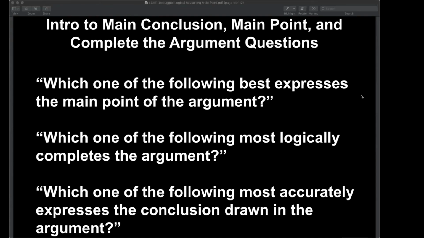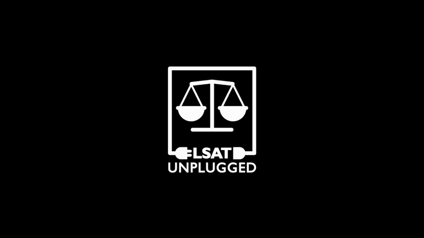So these are, again, some common question stems referring to these kinds of questions. And although complete the argument may be a little bit different because it involves filling in the blank, it's still generally looking for the conclusion, as our main conclusion and main point questions.